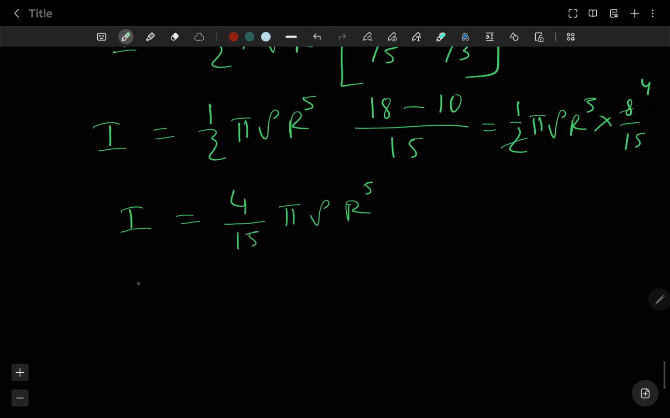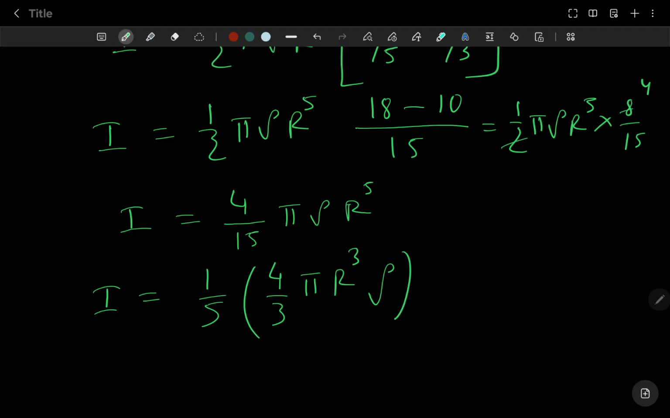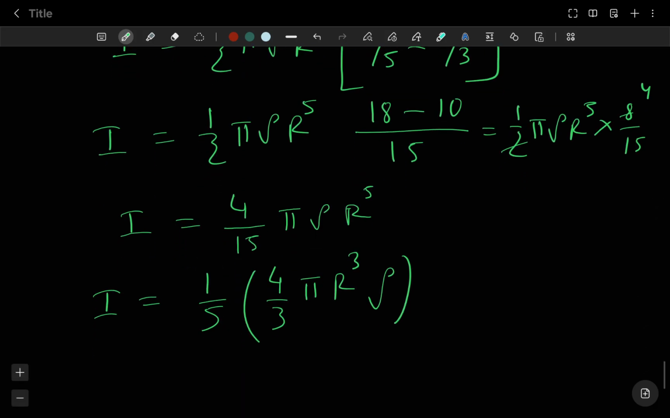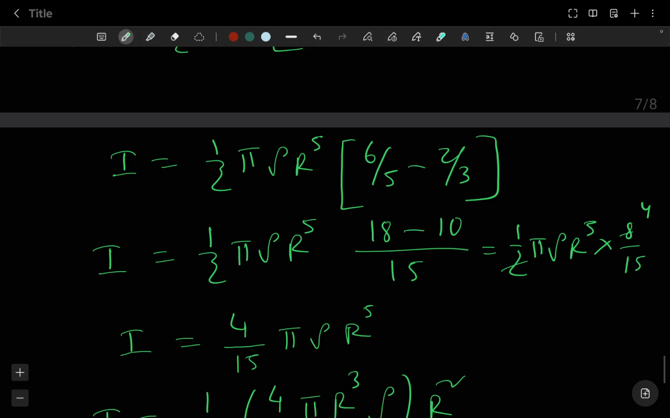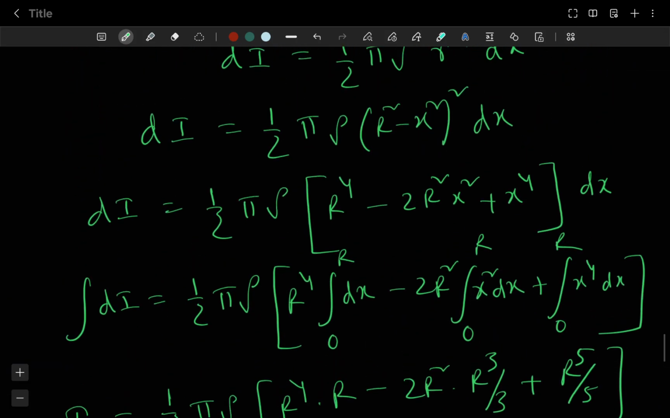So let us write it like this: 1 by 5, 4/3 pi R cube rho, into R square. I've missed a 2 somewhere, I think.